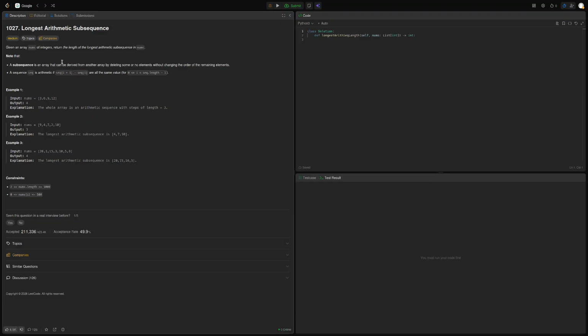So, longest arithmetic subsequence: given an integer array nums, return the length of the longest arithmetic subsequence. You know what a subsequence is, and arithmetic is if the differences are the same. So if the whole array is an arithmetic sequence, the longest arithmetic subsequence is the whole array, right? Otherwise the longest arithmetic subsequence is 1. The differences can be anything from plus 500 to minus 500.